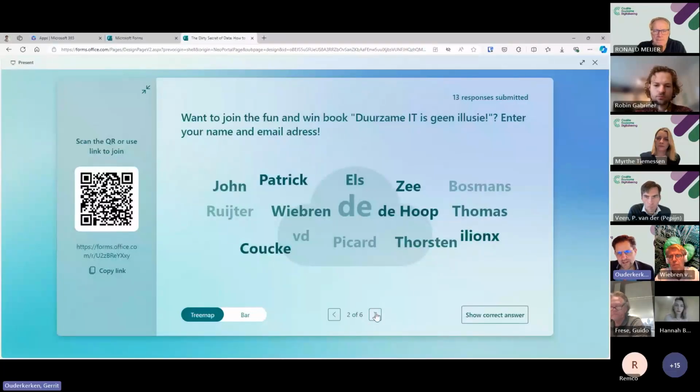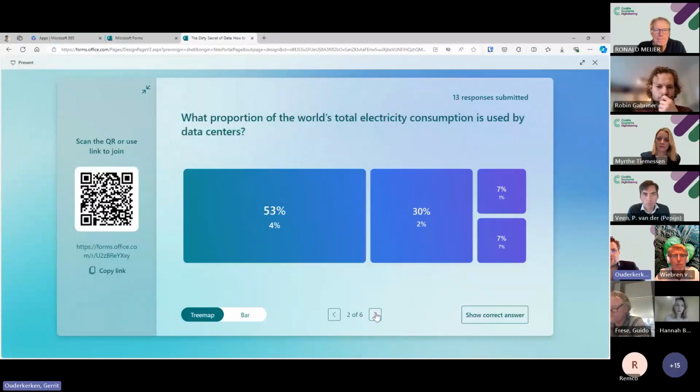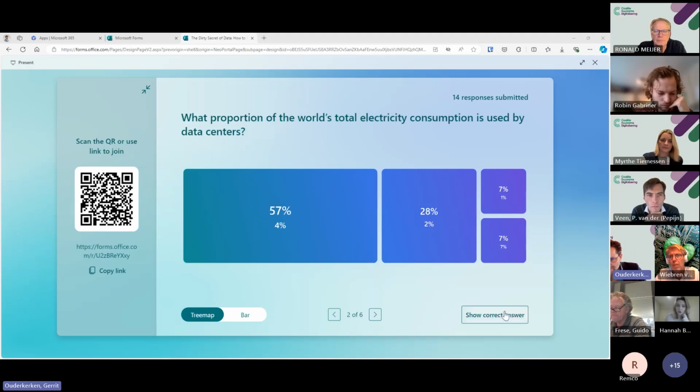The first question is, what proportion of the world's total electricity consumption is used by data centers? Well, already some answers, 13 responses submitted. Well, let's see what the correct answer is. With me it is 2%. So 2% of the world's total electricity consumption is used by data centers.